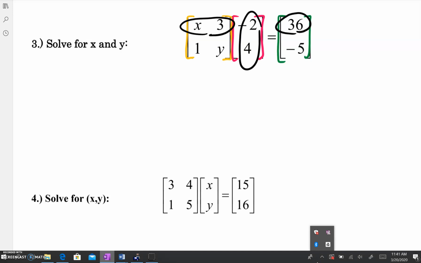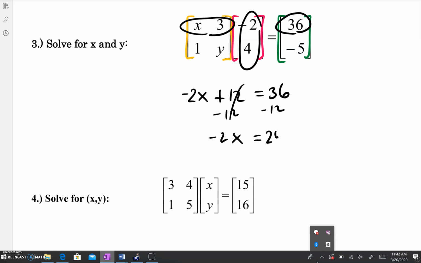So if you write it out, we have that negative 2 times x plus 3 times 4, which is 12, has to equal 36. And what's really nice is this one is done in a way where we can say, oh, I can solve for x, right? It looks like x is equal to negative 12.